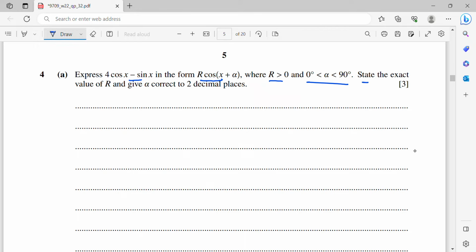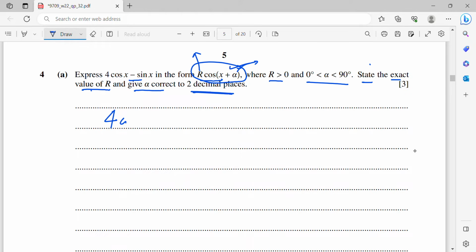Then the second part is to state the exact value of r and give alpha correct to 2 decimal places. So this question only consists of one part, which is expressing in the form r cos(x plus alpha). So r must be exact and alpha will be to 2 decimal places.